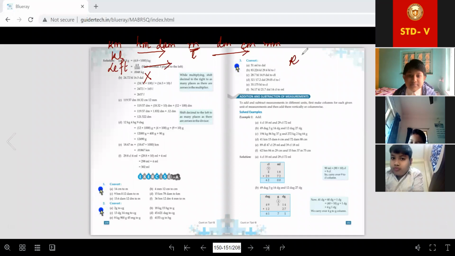And when we are moving from right to left, then division. Division by multiples of 10 basically, and the number of zeros will depend on how many places we are moving. Okay? Yes, ma'am.